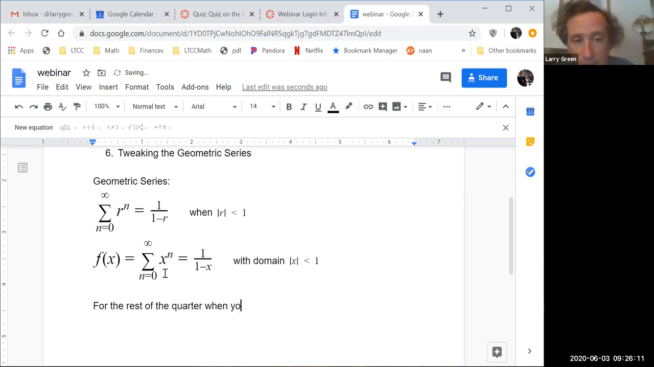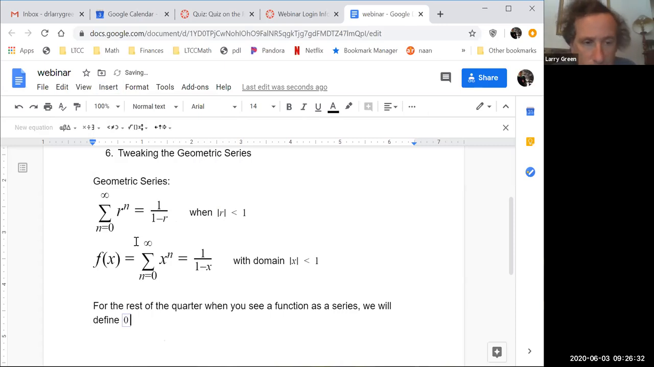When you see a series, a function as a series, we will define 0 to the 0 to be equal to 1. Okay, I know that's not true in all of the math, but just for series, when you have a summation with an x to the n, and you end up with that first term being 0 to the 0, we're going to call that 1.